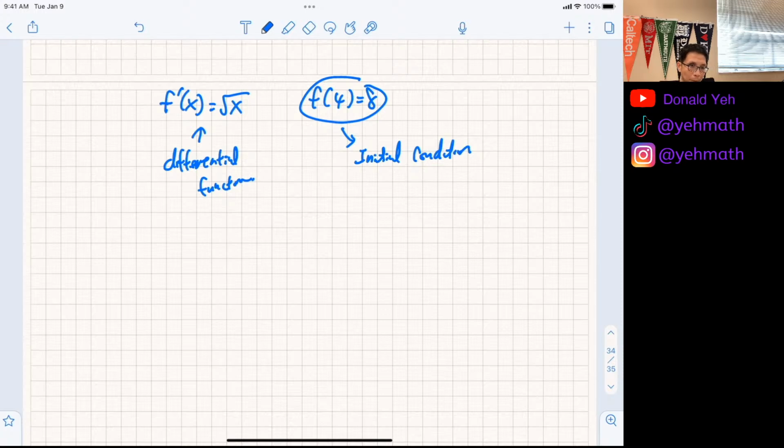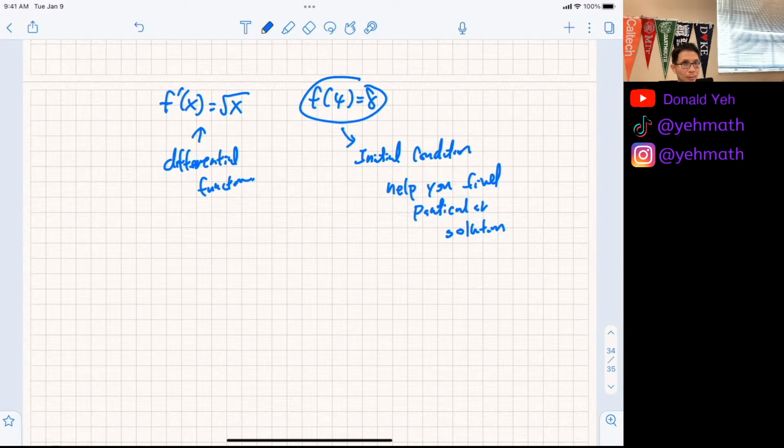So this will help you find a particular solution. Instead of finding a general solution, which is plus c, this is going to help you find the particular solution. Also, understanding is very much the key. So how do I go from f prime to f of x?